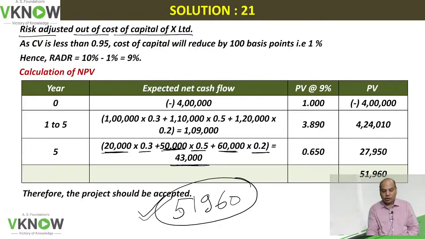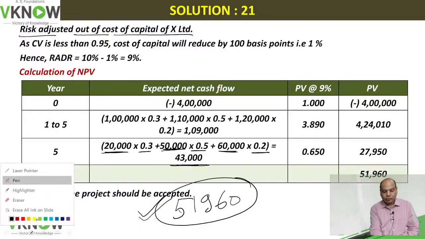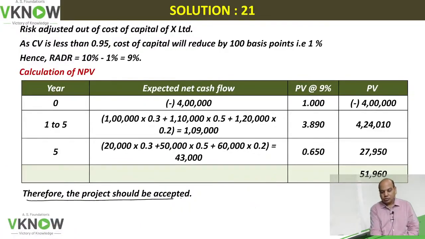Write a note whether project should be accepted or not. That was the question. So write advice. Advice: project should be accepted because NPV is positive.